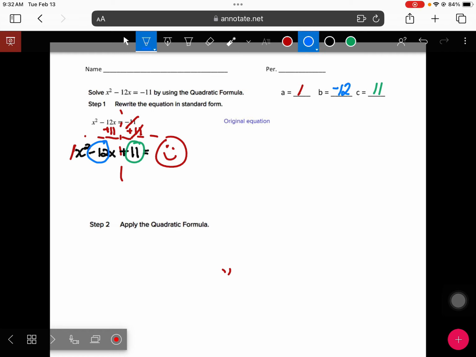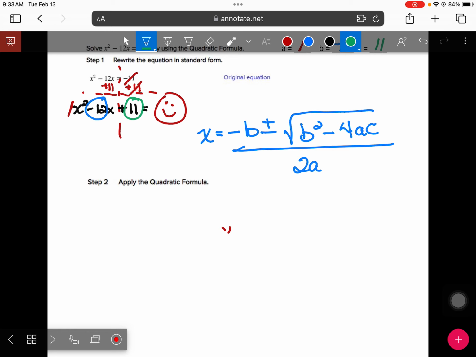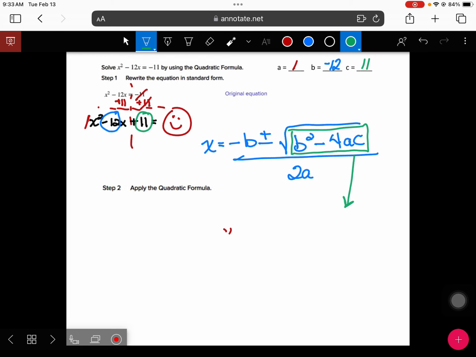Step 2, apply the quadratic formula. So let's write it down first. x equals, because we're talking about our roots, x equals opposite of B plus or minus the square root of B squared minus 4AC, all divided by 2A. Now, here's what I'm going to have you do first, because sometimes we ask you to find the discriminant first. So we're going to focus on this discriminant part right here and get that value first, okay?